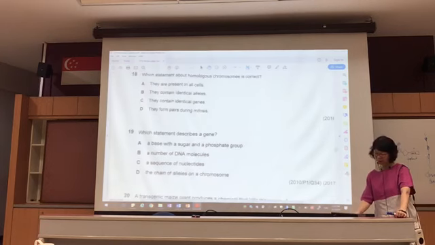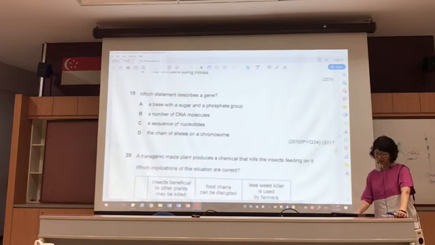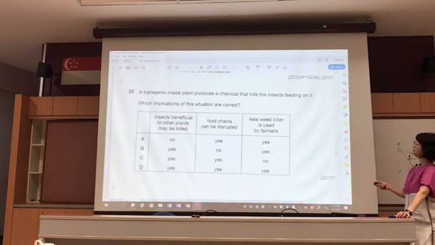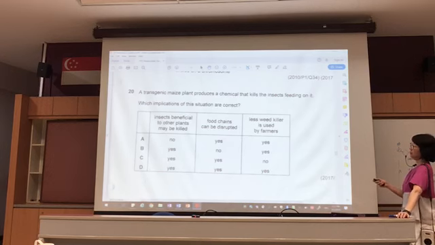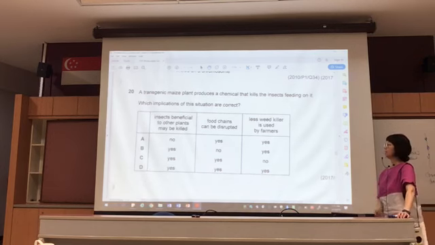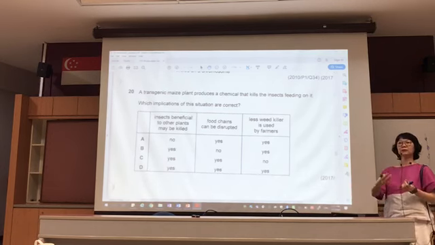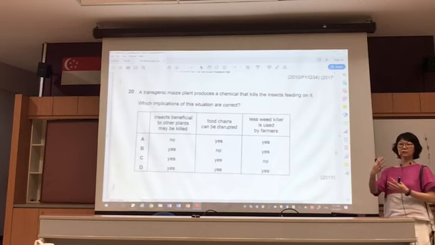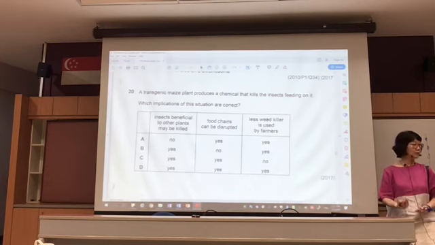This is homologous chromosome. What statement describes a gene, sequence of nucleotides, right? Transgenic maize plants. This one maybe you try. Produce chemical that kills insects feeding on it. Which implications of this situation are correct? The insects beneficial to other plants may also be killed. Is it possible? Yes. Okay, so you want to kill the butterfly, but in the end you also kill the bee or the dragonfly. Food chains can be disrupted. Yes, the moment you kill some organism, you are going to disrupt the whole balance in the ecosystem.